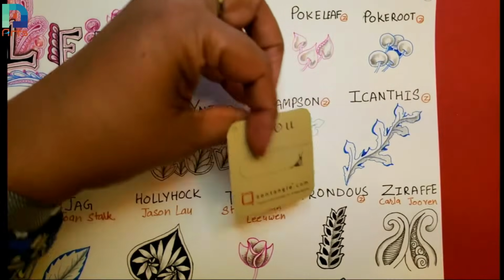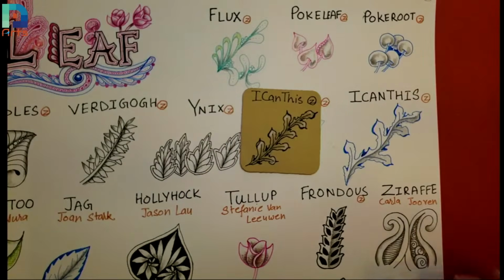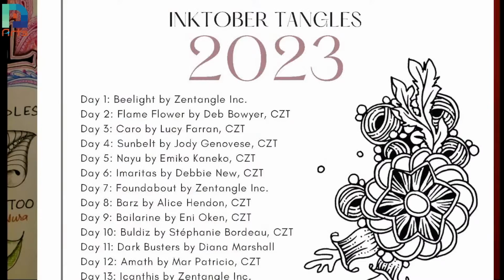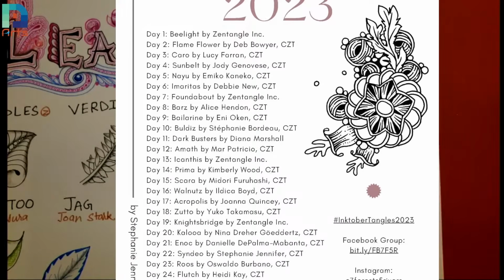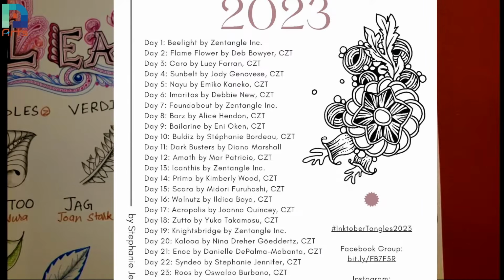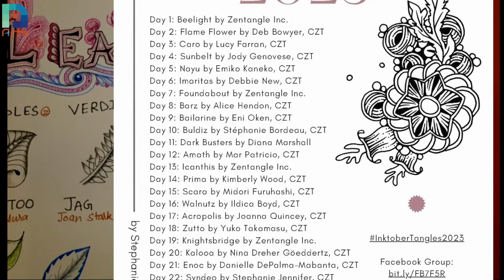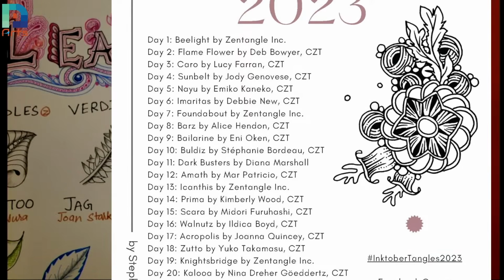This is the Zentangle tangle, day 13 of the Inktober Tangles. Where are the Inktober Tangles? Here. You can see this is day 13. Let me make this a little smaller and bring it a little here. You can see this is day 13, Icanthis by Zentangle. It's a Zentangle original tangle. Now I'm moving forward to the next day, day 14, Prima by Kimberly Wood.